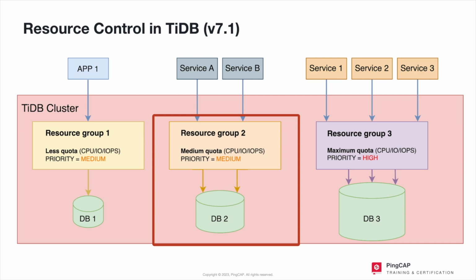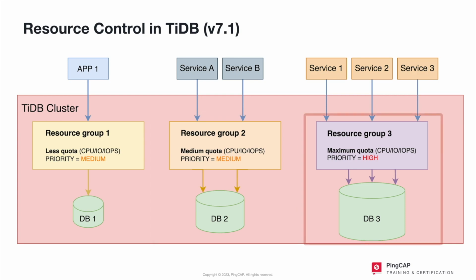And you'll recall that DB3 is very busy. So the DBAs bind its users to resource group 3. This resource group is assigned maximum quota. Resource group 3's users have greater priority in resource usage even in the event of contention.